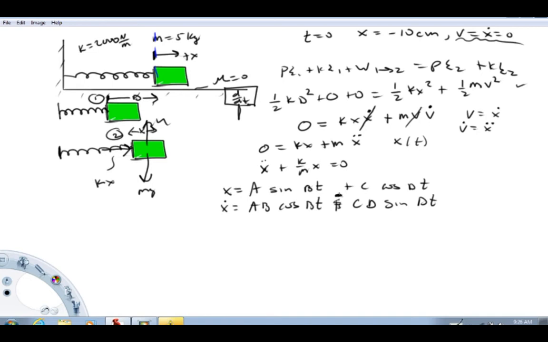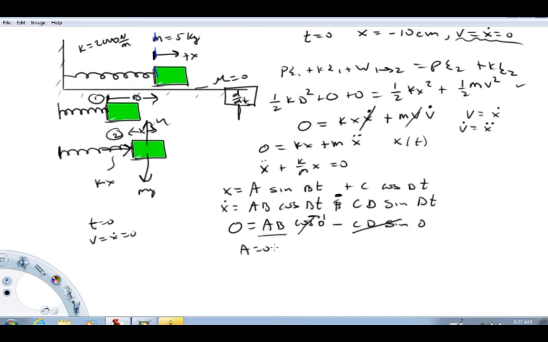Going to go ahead and apply the condition that at t equals 0, the velocity, which is x dot, is equal to 0. So what we're going to have is 0 equals AB times cosine 0 minus CD times sine of 0. Now I'm going to take note here that sine of 0 is 0, so this entire term is gone. Cosine of 0 is 1. So what we're left with is A times B equals 0. Two possibilities are A equals 0 or B equals 0. It turns out B can't be 0 for reasons I'll talk about later in the video. So I'm going to take the A equals 0 part.